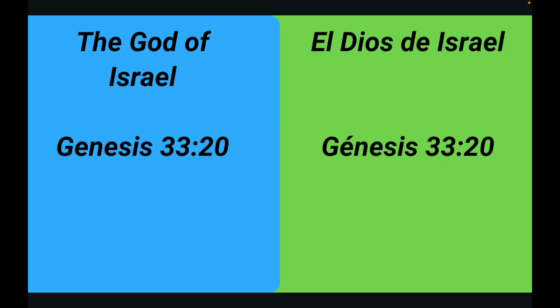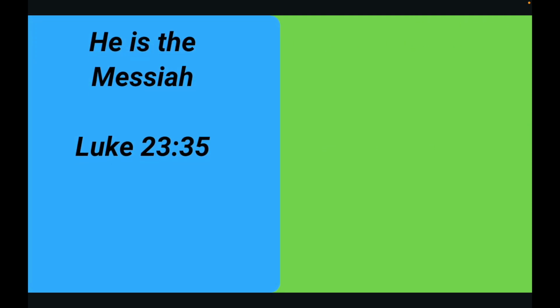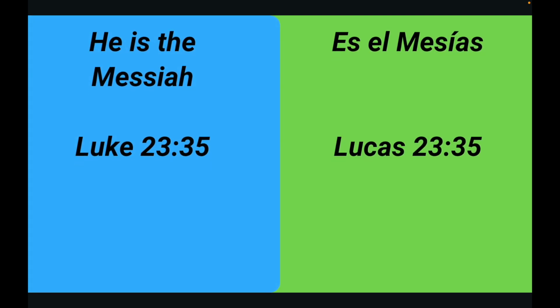Okay, so from the book of Genesis, you'll see that in chapter 33, verse 20: El Dios de Israel. El Dios, the God, de means of, Israel. El Dios de Israel. Next, He is the Messiah, Luke 23:35. Es means he is. Es el Mesías. So from the book of Lucas.